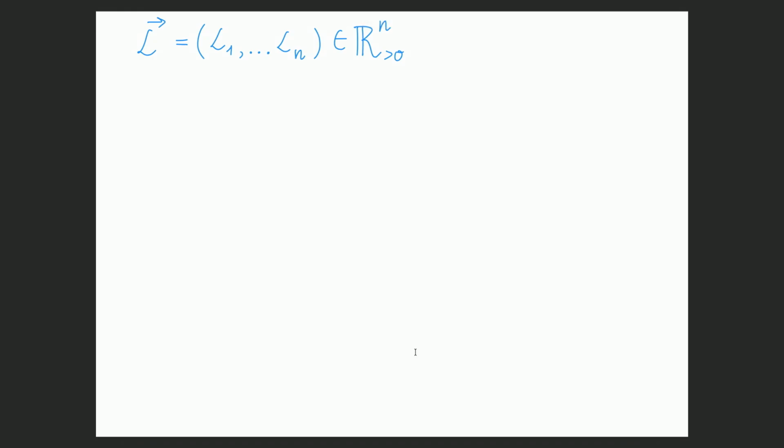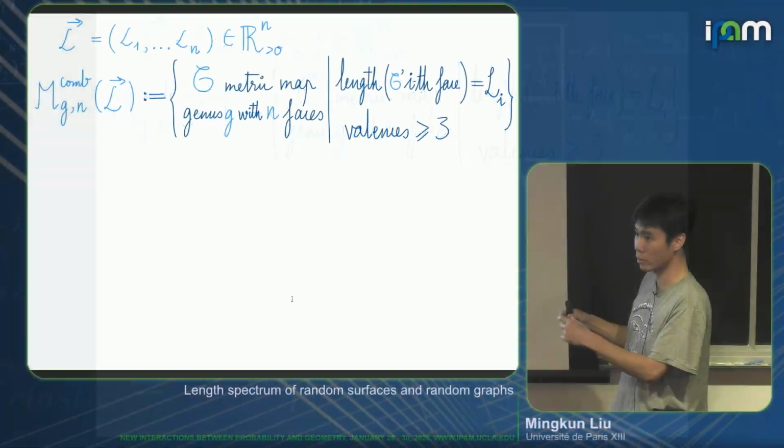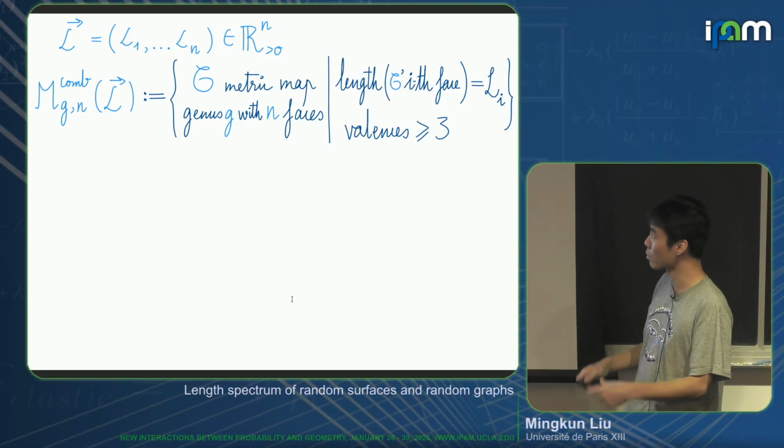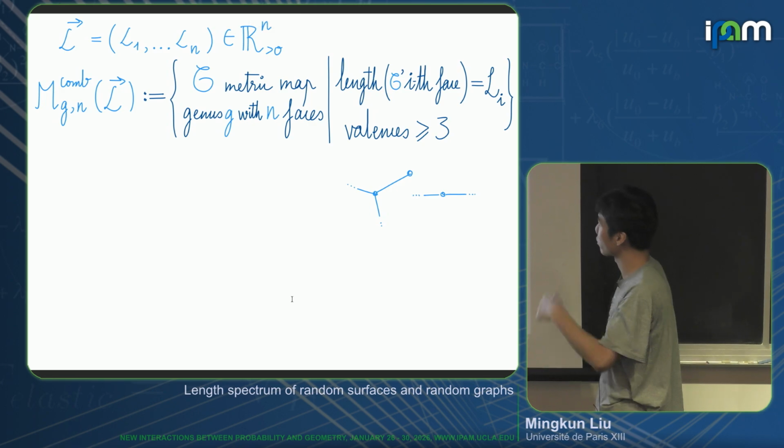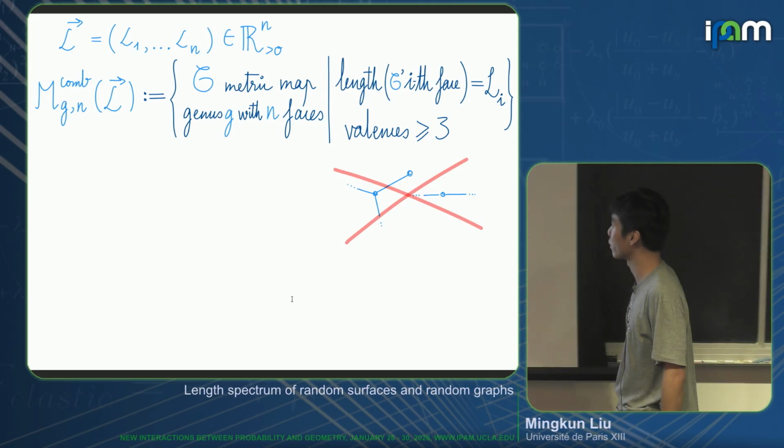Unfortunately, we didn't manage to say anything about the origin of this phenomenon, why you should expect this coincidence, but we sort of proved that this phenomenon is even more universal. It's not unique to this unicellular case. It also works for the case when you have many faces. You fix a length vector of n positive numbers, and you consider the following set of metric maps, of genus g with n faces. And you also fix the length of each face. The length of a face is the sum of lengths of edges forming this face. And you also ask that your graph is not very degenerate, in the sense that you don't want leaves or fake vertices in the middle of an edge.